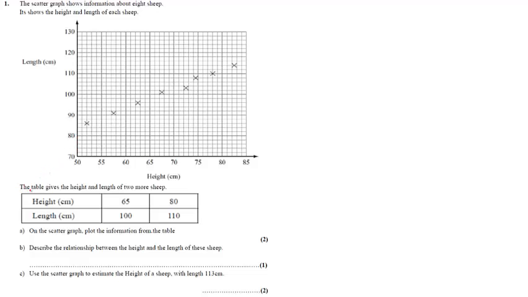Looking at the question now, the table gives the height and length of 2 more sheep. There they are. On the scatter graph, plot the information from the table. So they want us to plot this information. It's really important that you remember these bits of information and you remember to do it. Okay, so we need to plot this information.